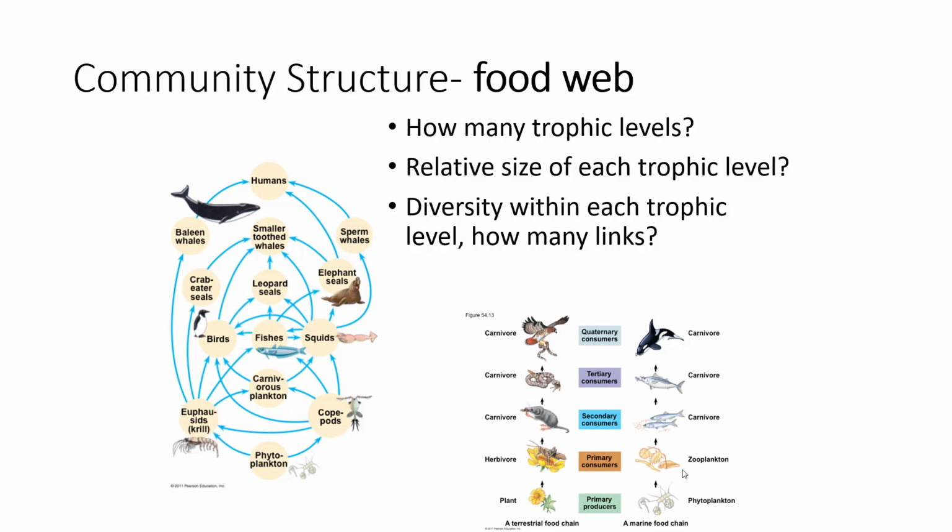But in reality, it's more of a web than it is a single chain, where the phytoplankton could feed either krill or copepods. The krill could feed either crab-eater seals or baleen whales. And the krill could also feed birds or carnivorous plankton. Birds could also just eat the carnivorous plankton, and birds could be eaten by smaller toothed whales, and you can see that there is a wide array of different eating patterns that could exist. I love how this one just says fishes, because there are many different species of fishes.